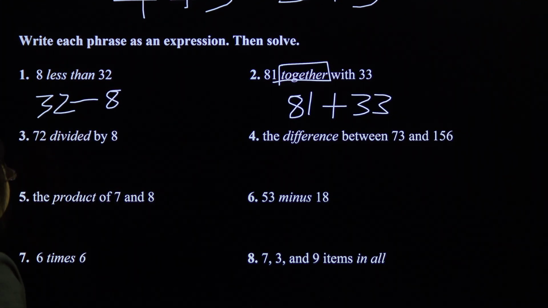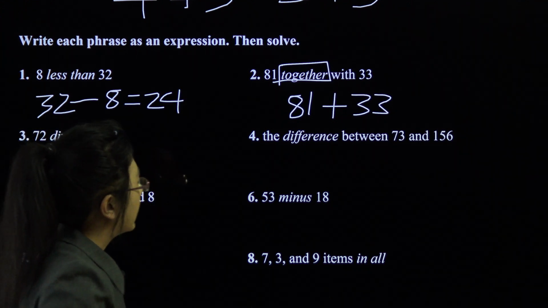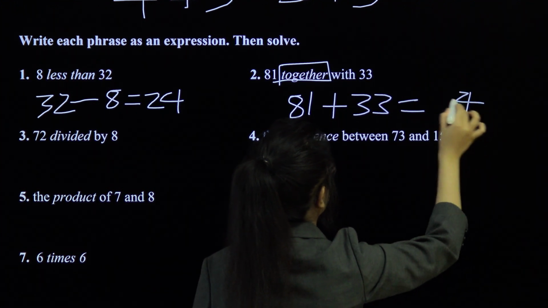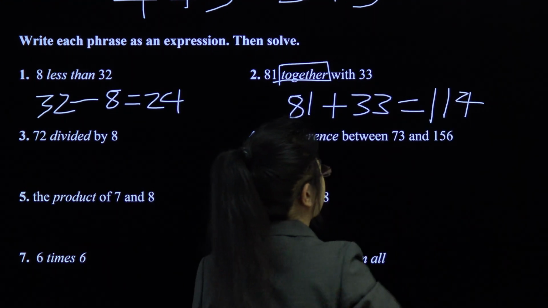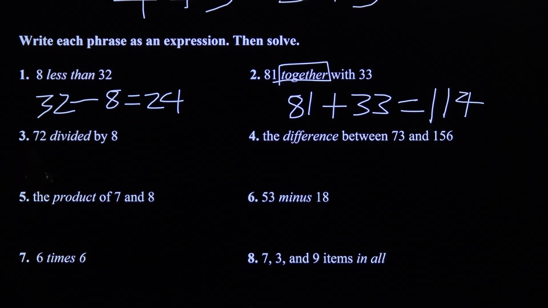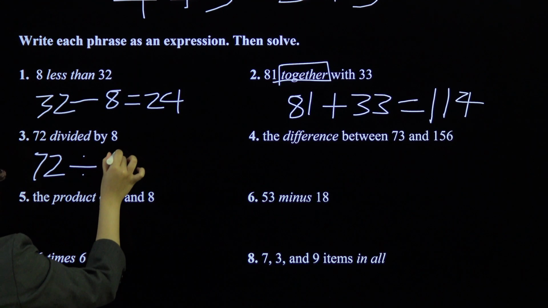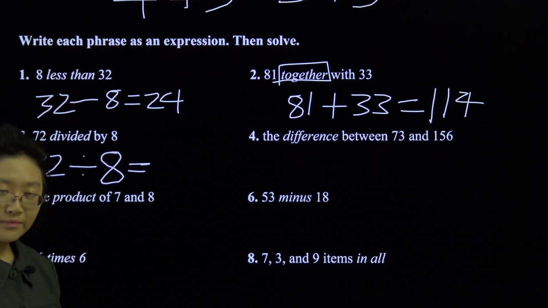Now let's solve these. 32 minus 8 is 24. 81 plus 33 is 1 plus 3, 4, 8 plus 3, 11, regroup, nothing to regroup to, 114. 72 divided by 8. It literally says divided right there. So that's division. 72 divided by 8. And that is 9.